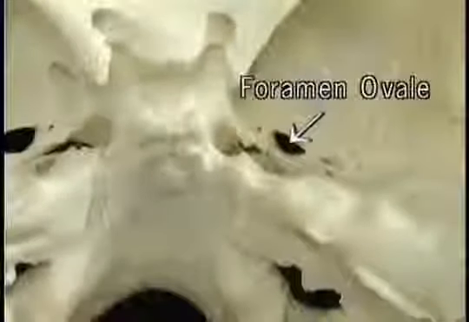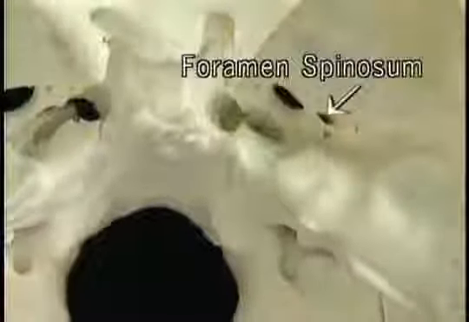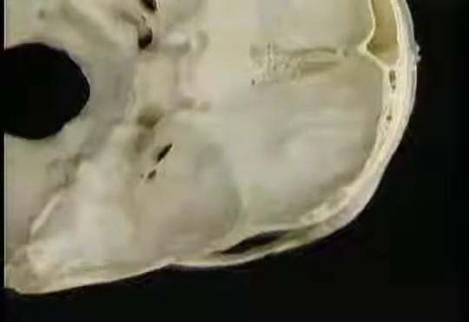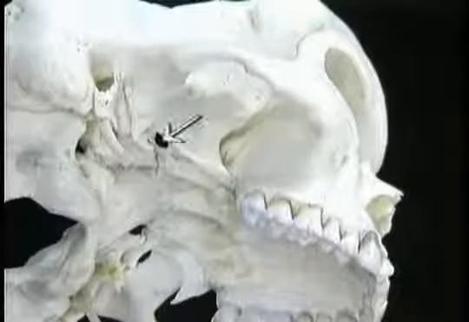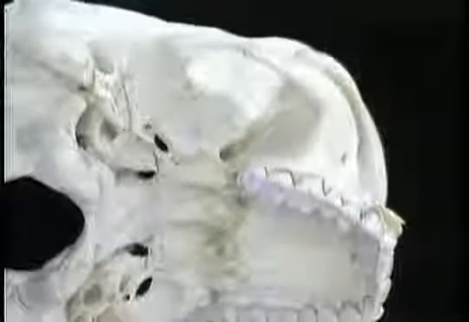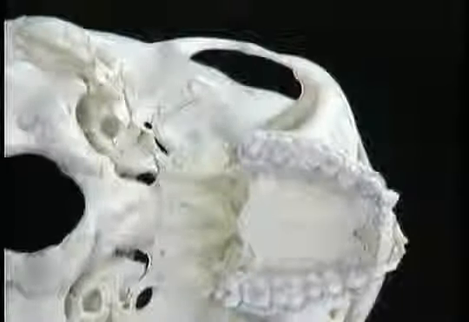The 2 openings that pass downward are the foramen ovale for the mandibular branch of the trigeminal nerve, and just behind and lateral to it, the foramen spinosum for the middle meningeal artery. To see where those 2 come out, we'll go round to the underside. Here's the foramen ovale, just behind the lateral pterygoid plate. Here's the foramen spinosum, just behind and lateral to the foramen ovale.